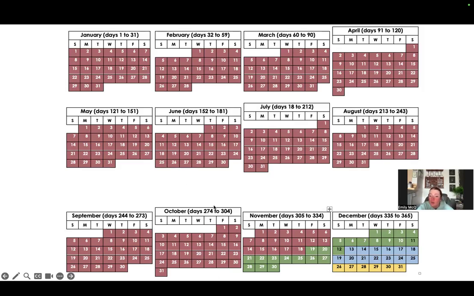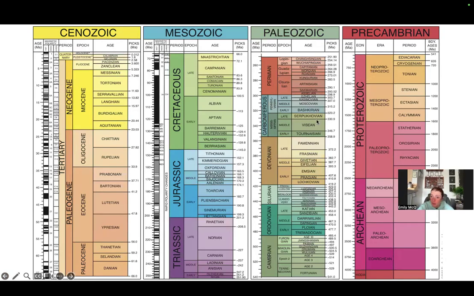From the 1st of January until the 19th of November is the Precambrian period. The Precambrian period was the very start of Earth until 540 million years ago.